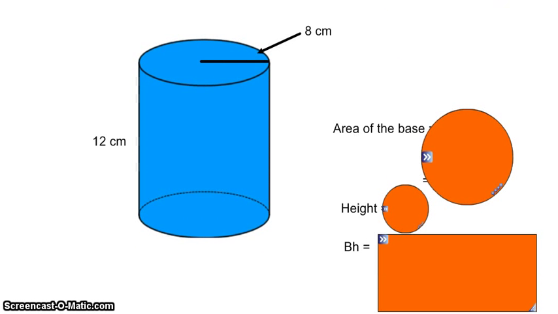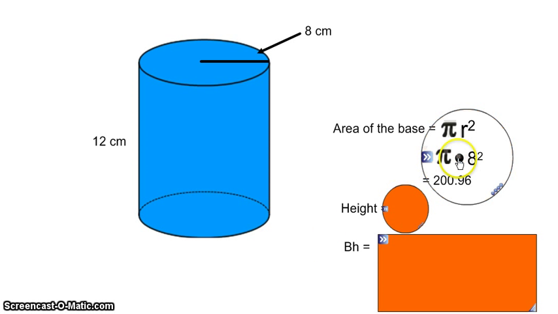Alright, for this first problem, I want you to practice this on your whiteboard. We have a cylinder with a radius of 8 and a height of 12. I want you to find the area of the base and the height, and then calculate the volume by taking the area of the base times the height. Press pause, and then press play to check your answers.